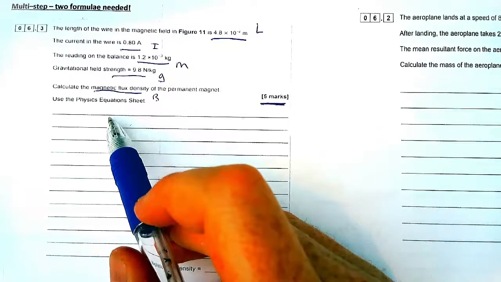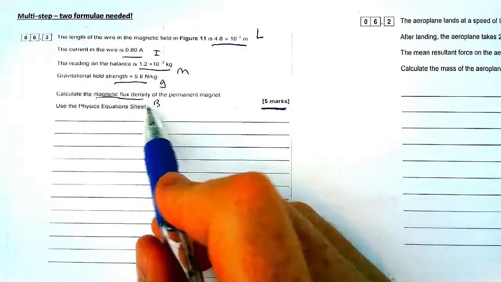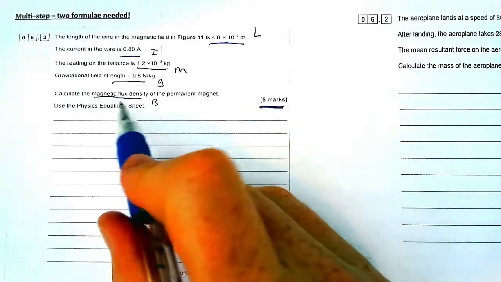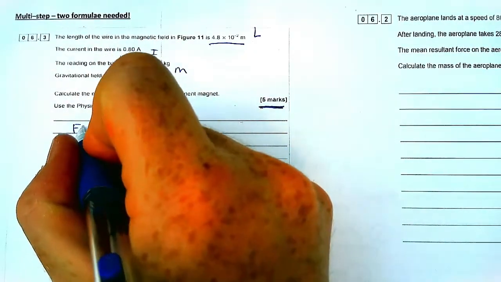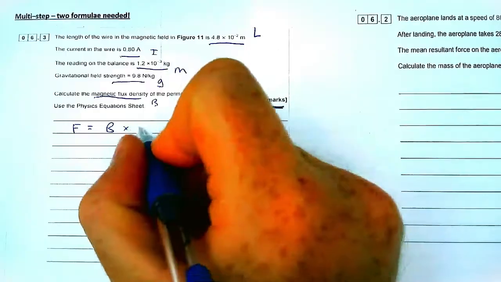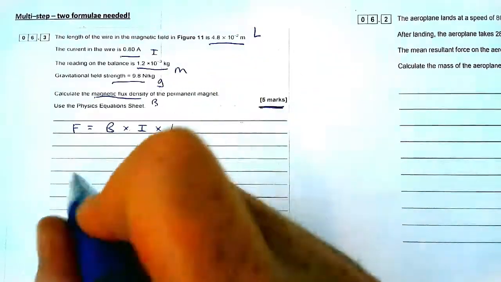So one of the first things to notice is that if we're trying to find magnetic flux density, there's only one equation in the whole equation sheet that has magnetic flux density in it, and it's this equation here, which states that force equals flux density times current times length.